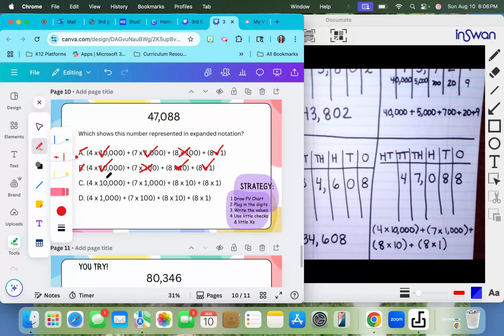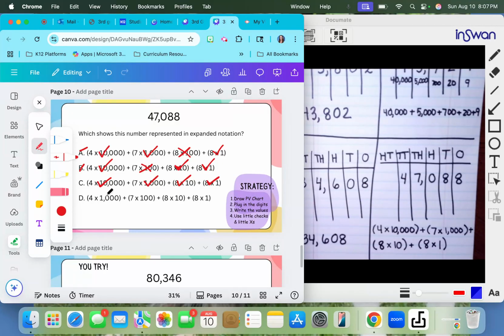Let's look at C. 4 in the 10,000s. Yep. 7 in the thousands. Yep. 8 in the tens. Yes. Ooh, this is looking good. 8 in the ones. Woo! All little checks. It matches ours, but are we going to stop? Nope, nope, nope. Can't stop. We still have one more answer choice to process through.